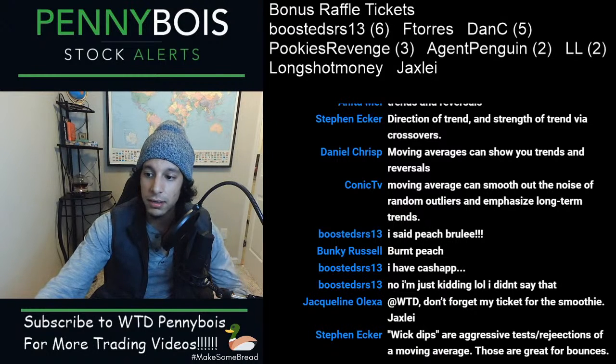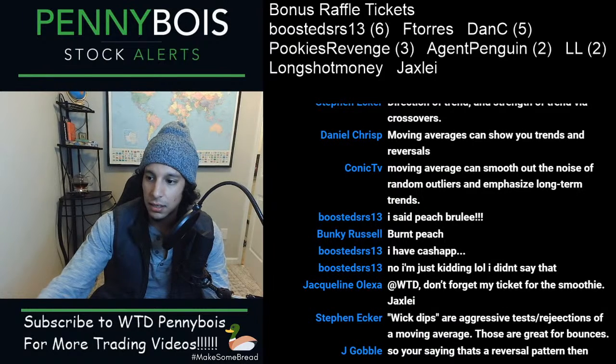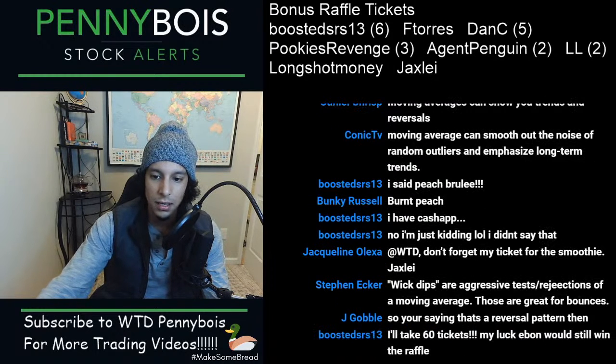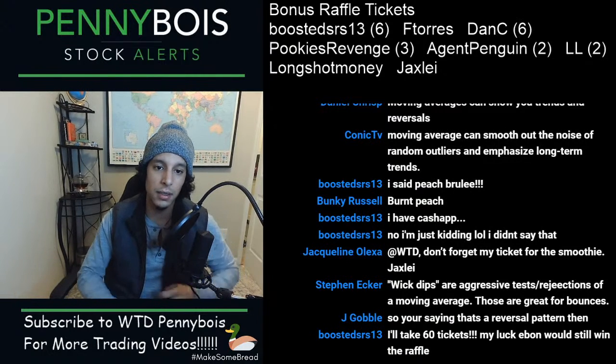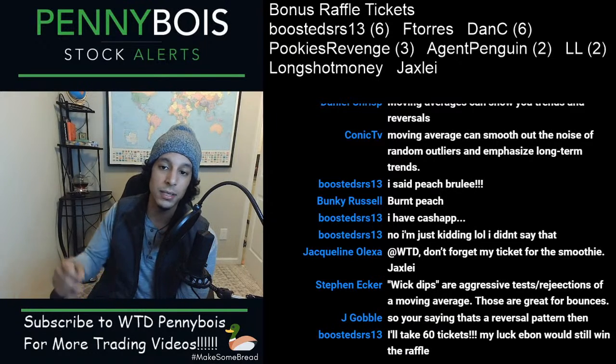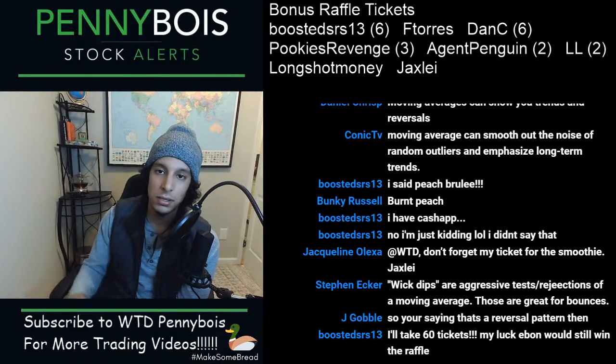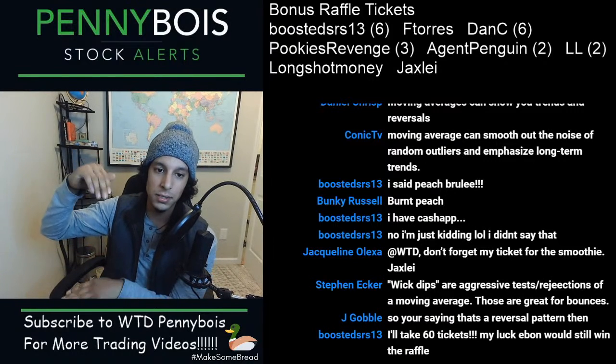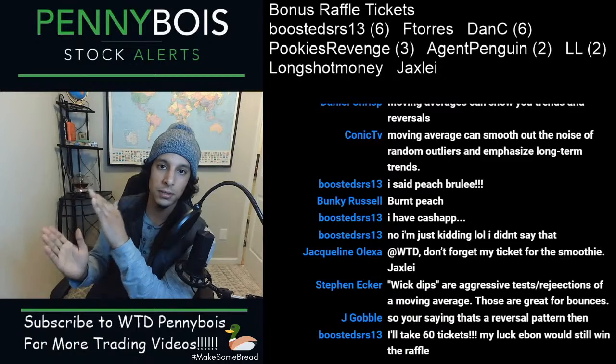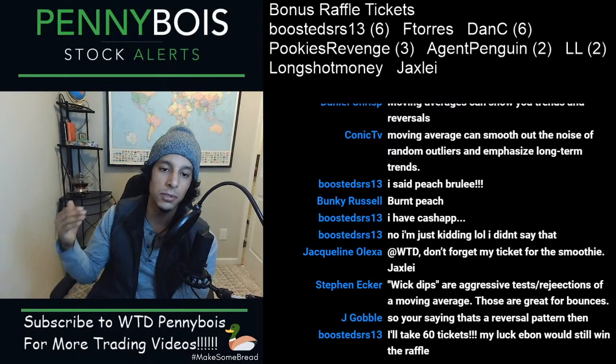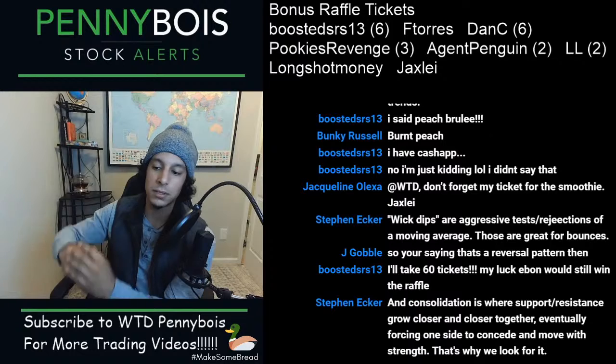Direction of trend and strength of trend via crossovers. Yeah, so direction of trend, like Boosted said. Moving averages can show you trends and reversals. So Dan C got that one. The other thing I was looking for is reversals. It can show you that a stock might be reversing if, let's just say, the 200 and the 50-day moving average cross, or the price crosses below the 200 SMA or above it. So there are multiple ways, based on price versus the average, or on the different averages versus each other, to tell if the trend is continuing or if it might be reversing.